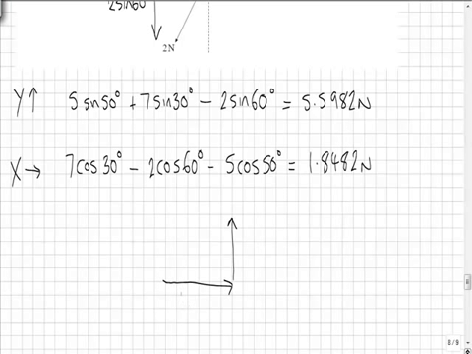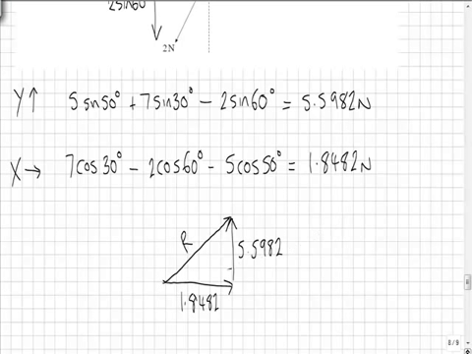So in the x direction we've got 1.8482. In the y we have 5.5982. And to make our right angled triangle we can create a hypotenuse, which we'll label r for the resultant.